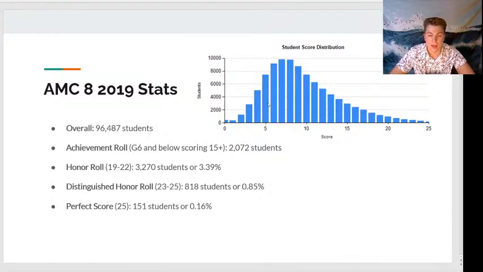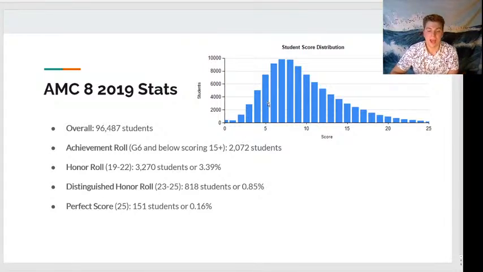Then moving on, for all grade levels, you can hit Honor Roll with a score of 19 to 22 out of the 25 questions. Again, this is extremely prestigious and impressive, considering only 3.3% of the students that took the exam in 2019 hit this benchmark. So it's very impressive just to hit that Honor Roll. That means you're getting all of the first 15 and then about half of the harder last half of the exam.